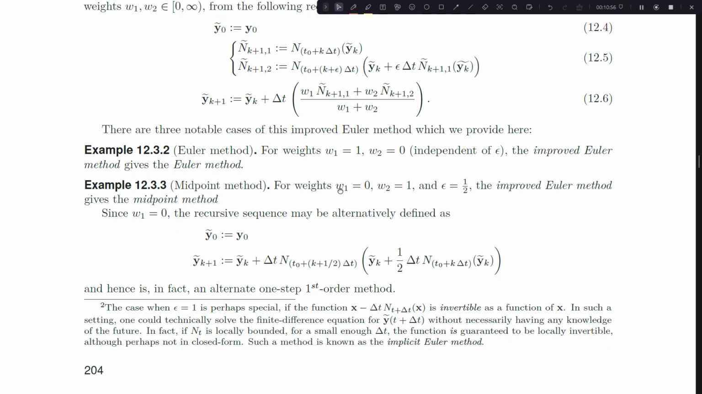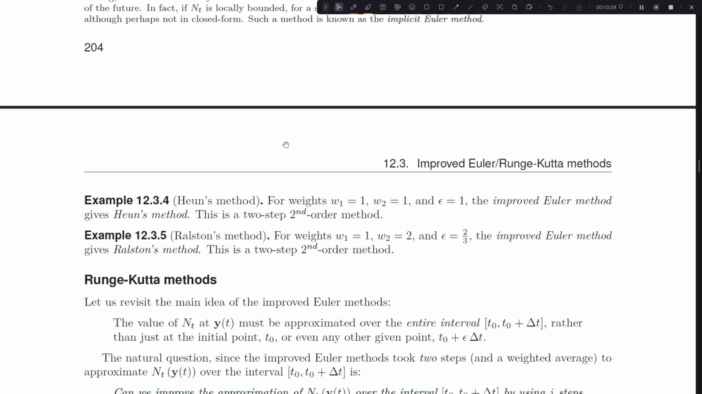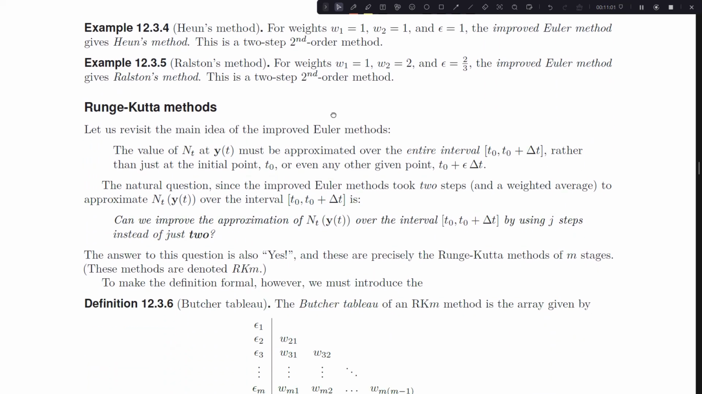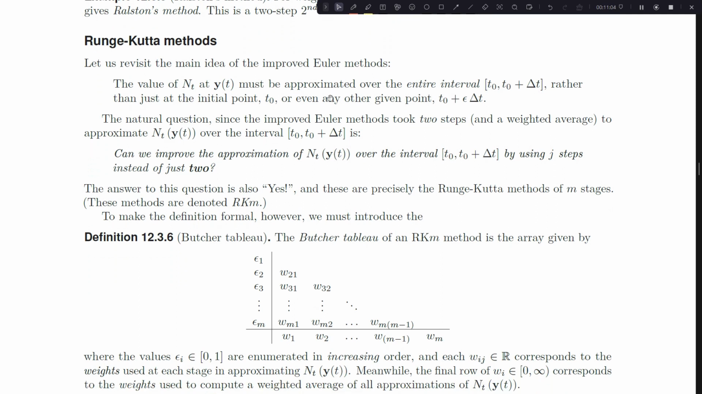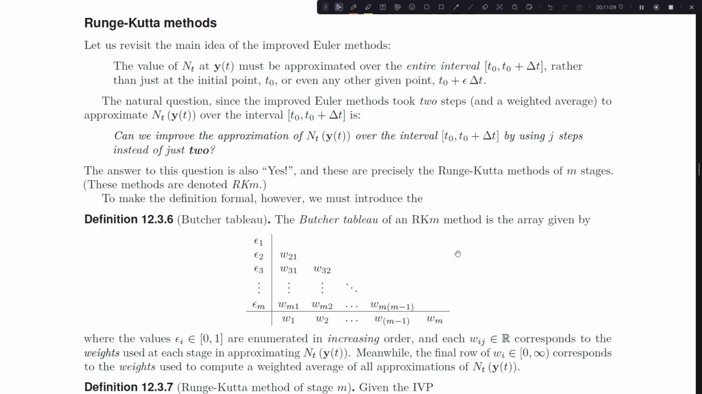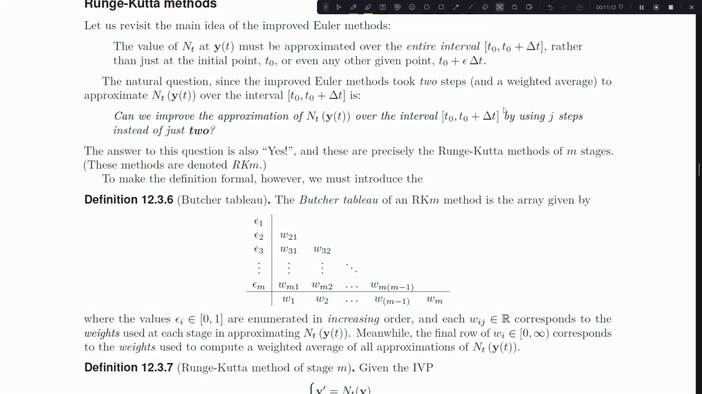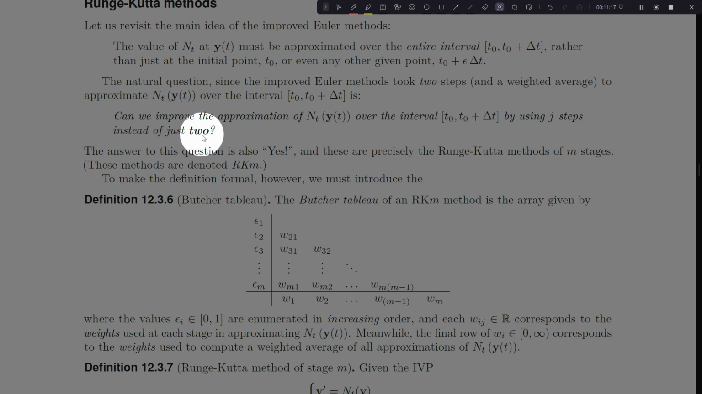You get a full class of methods here, and some of them are still first order and some are second order. We then jump over to Runge-Kutta methods, and the Runge-Kutta methods is really the same sort of idea, except we're not gonna give ourselves only two averages of n. We're going to give ourselves j averages of n.